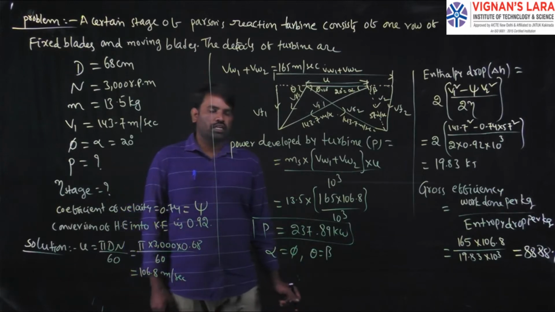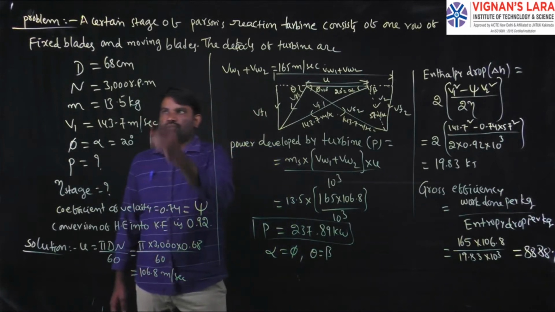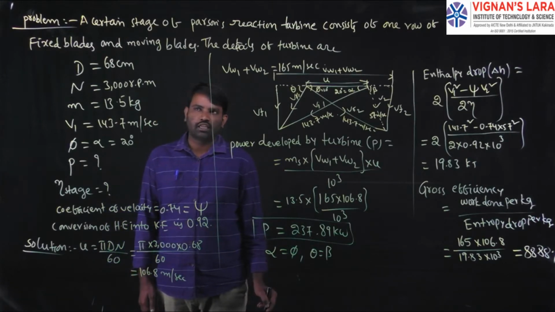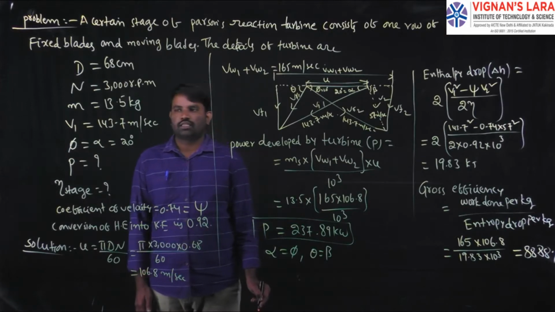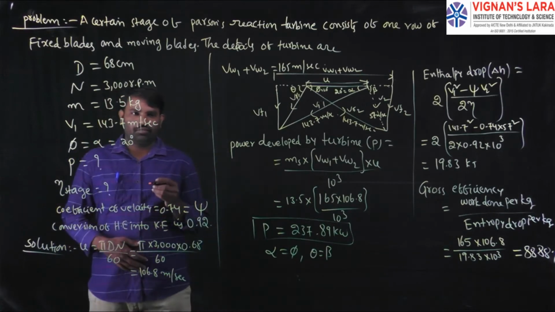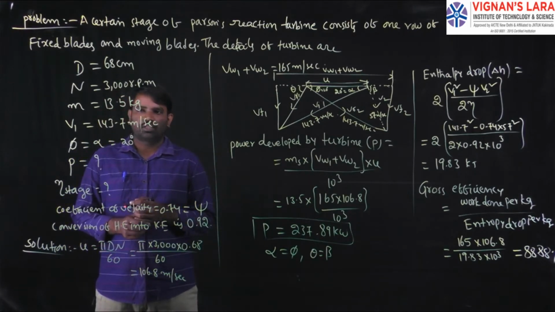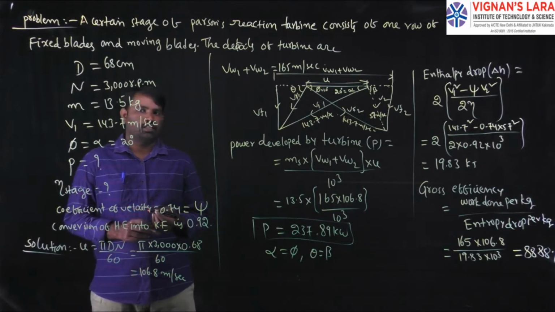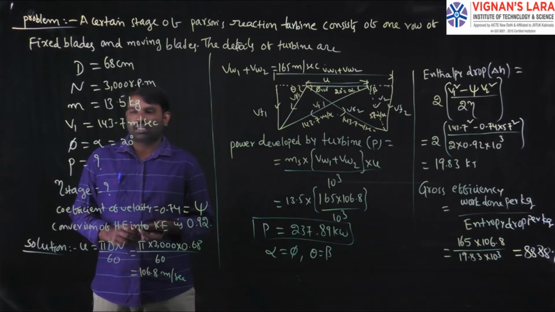The details of the reaction turbine are: the diameter of the turbine is 68 centimeters, the speed of the turbine is 3000 rpm, and the mass flow rate of steam is 13.5 kilograms. The velocity of steam at the exit of one set of fixed blades and at the inlet of one set of moving blades is equal, that is V1 is equal to Vr2, which is equal to 143.7 meter per second in case of reaction turbine.